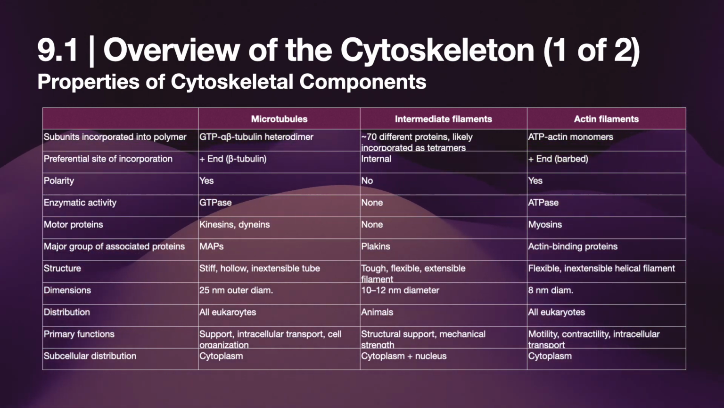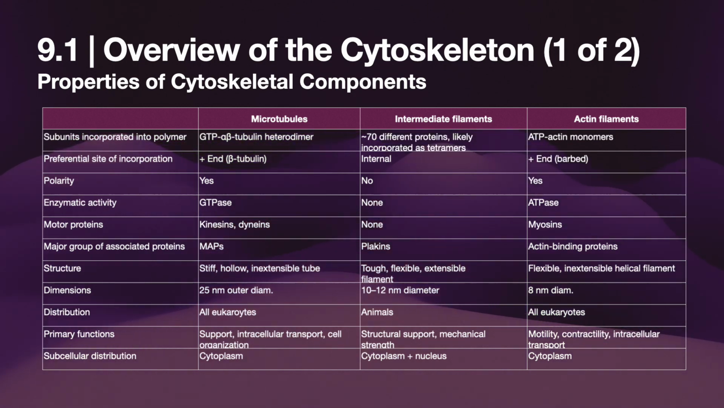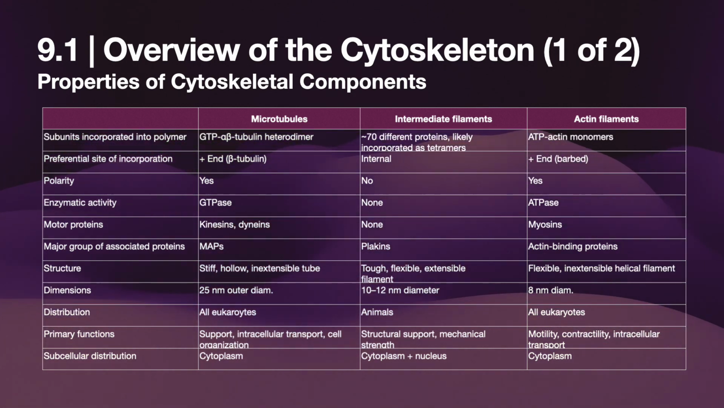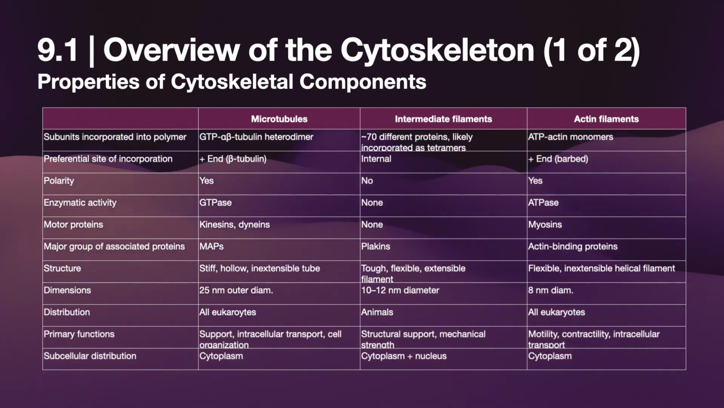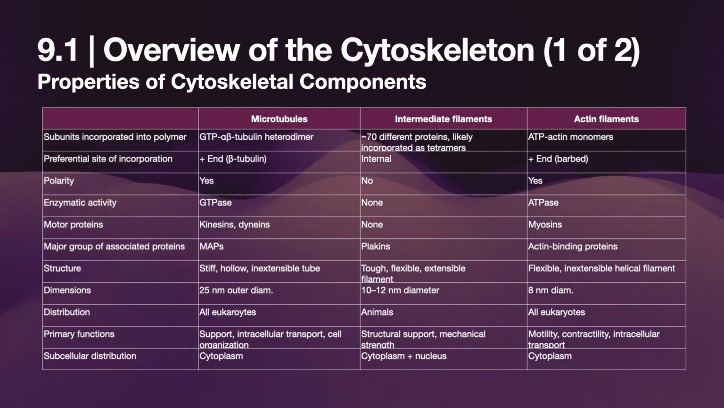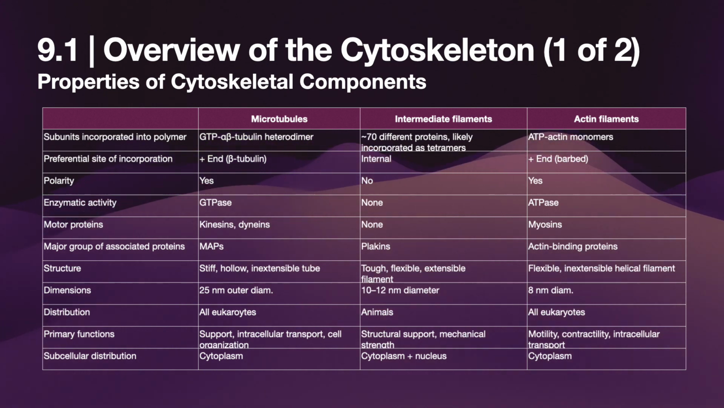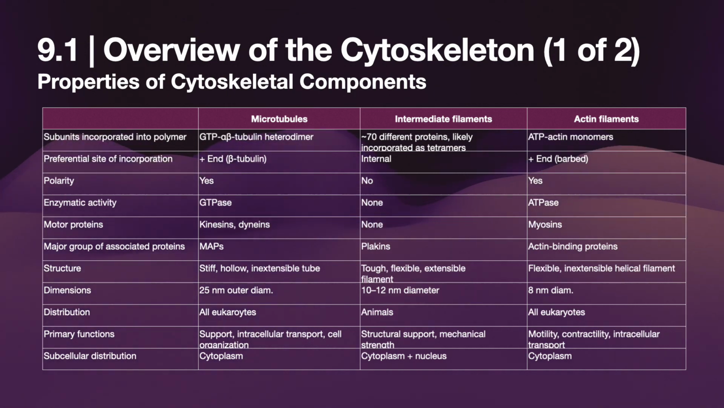They are categorized based on the subunits incorporated into the polymer, preferential site of incorporation, polarity, enzymatic activity, motor proteins, major group of associated proteins, structure, dimension, distribution, primary functions, and subcellular distribution. And we will be delving into each of these cytoskeletal properties later on.